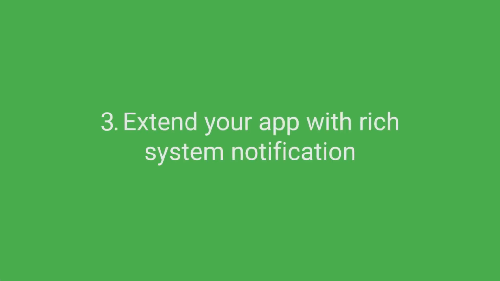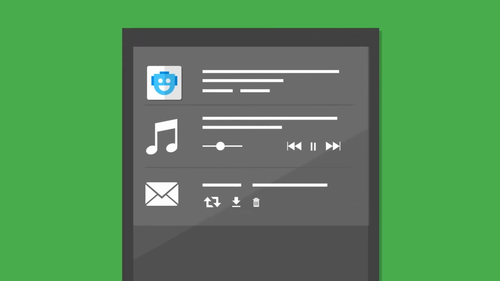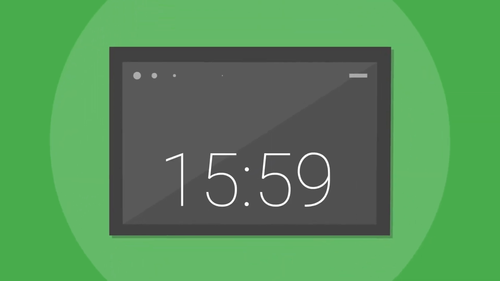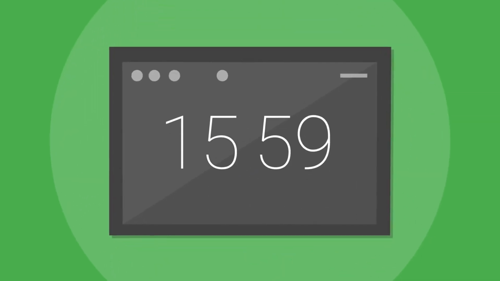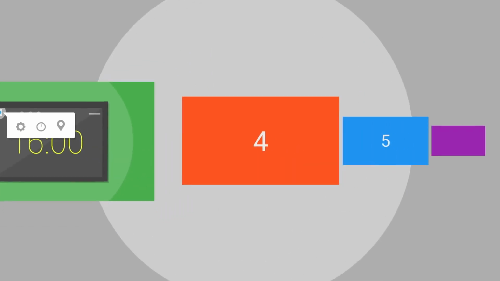Extend your app with rich system notifications. Android's rich system notifications make your app visible and useful at the right time. Add key functionality to your notifications so that you're not always relying on users remembering to launch your app. There's no limit to how smart you can get with notifications for each user. For example, if a user plays your game at a similar time every day, try notifying them about the things they'll be interested in, like new levels, just around that time.